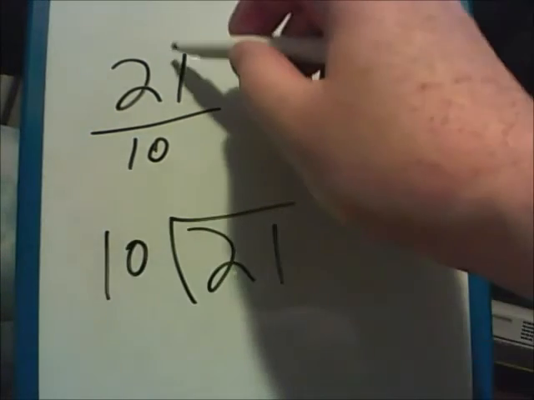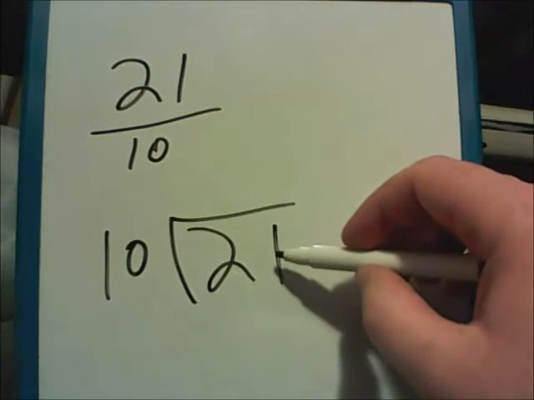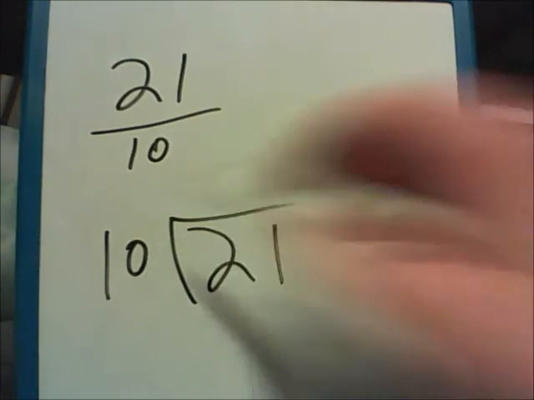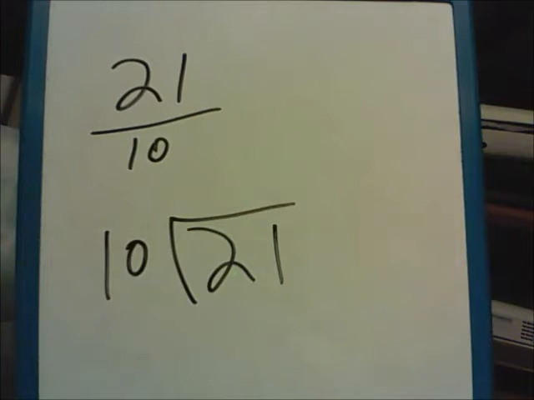The number that's on the top goes on the inside of your division symbol. The number that's on the bottom goes on the outside. So just remember that fractions are always going to mean division. 21 divided by 10 in this one.